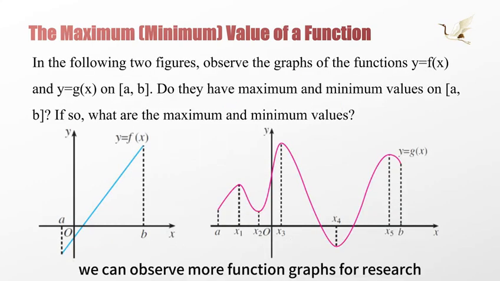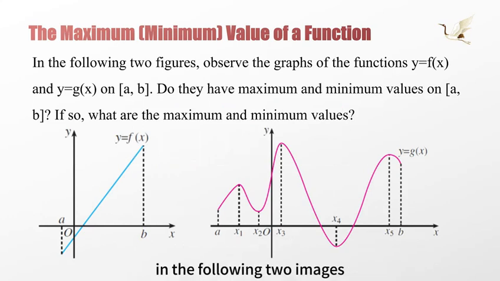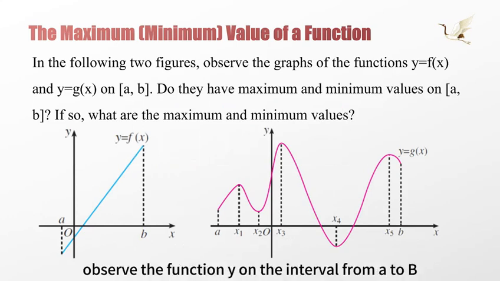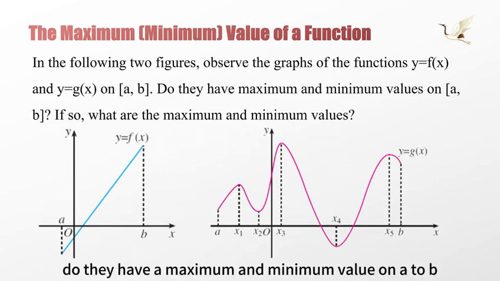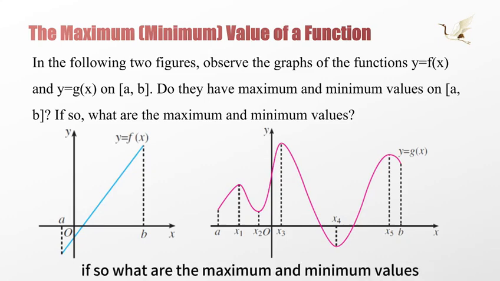We can observe more function graphs for research. In the following two images, observe the functions y = f(x) and y = g(x) on the interval from a to b. Do they have a maximum and minimum value on a to b? If so, what are the maximum and minimum values?